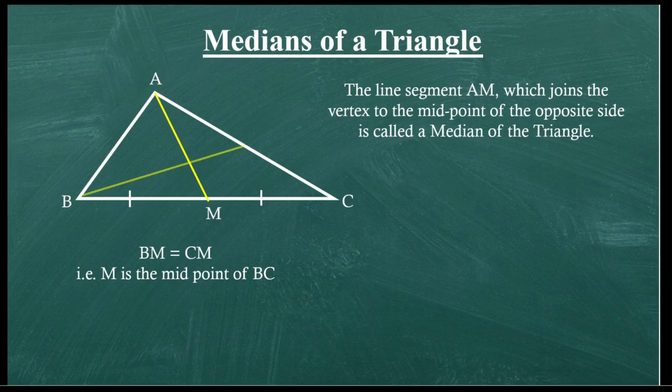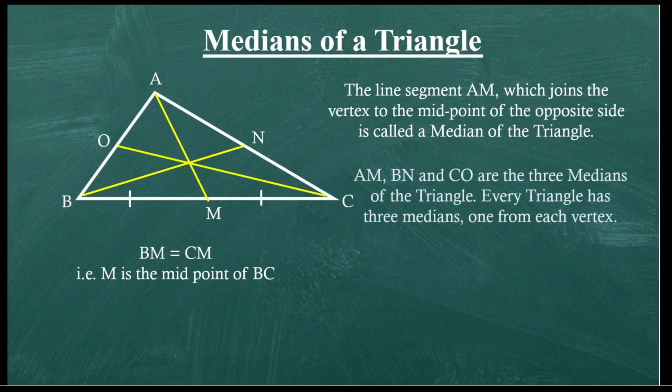Of course. Let's draw a median from B to the opposite side AC, which is BN, and let's draw a median from C to the opposite side AB, which is CO. Because a triangle has three vertices, every triangle will have three medians. Now in this case, AM, BN and CO are the medians of a triangle. Can you see the point where the three medians are meeting? Yes, that is the point.